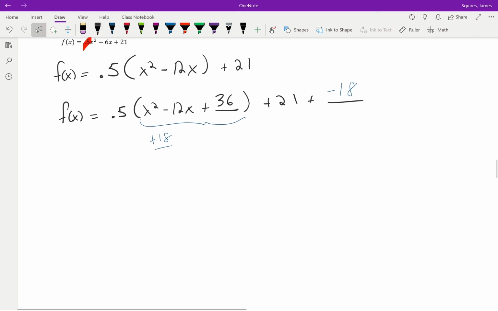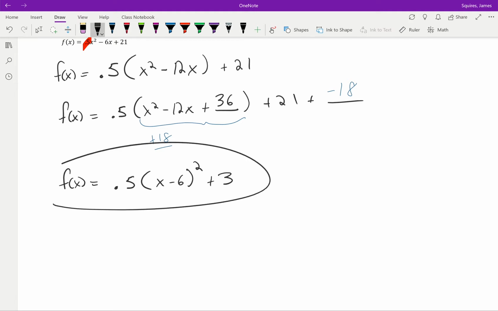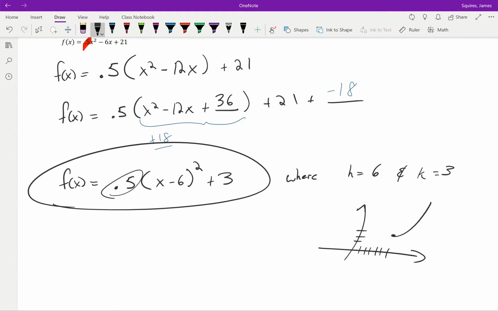Alright, so we got f of x equals 0.5 times x minus 6 squared plus 3 now. So now we have it written in vertex form, where h equals positive 6 and k equals 3. And if we were to plot that, 1, 2, 3, 4, 5, 6, 1, 2, 3, that would be our vertex. And because our a term is positive, our parabola would open upwards.